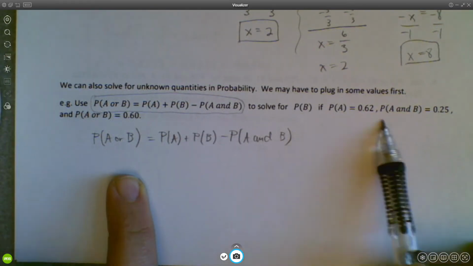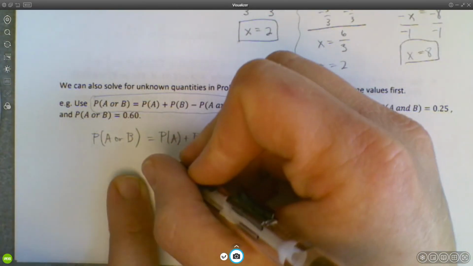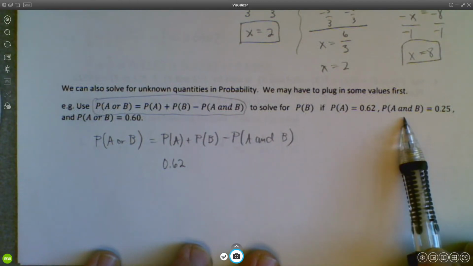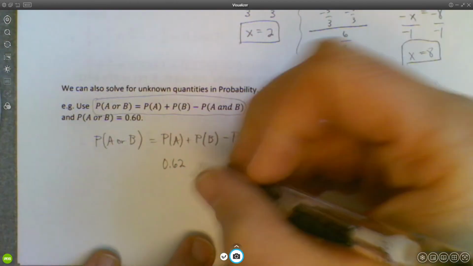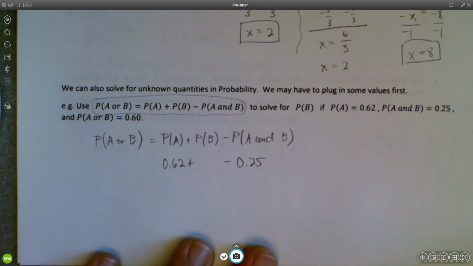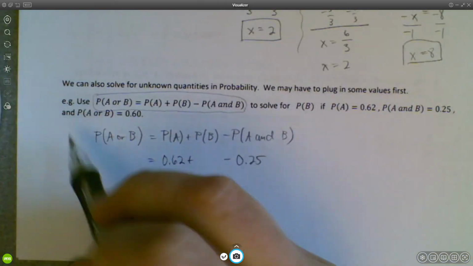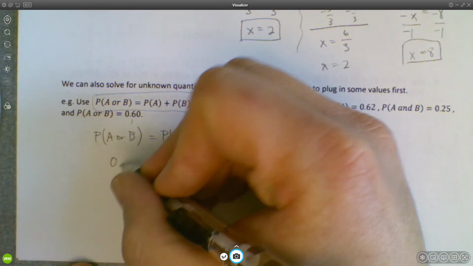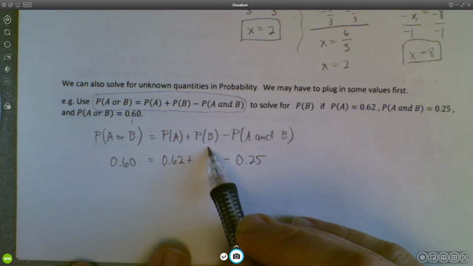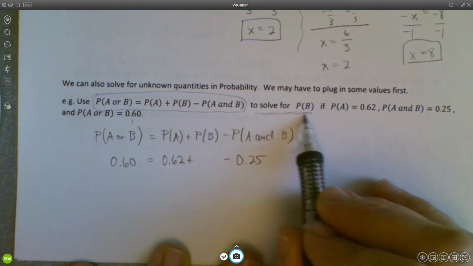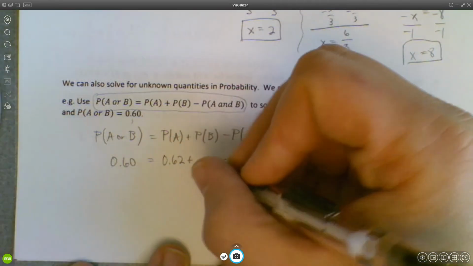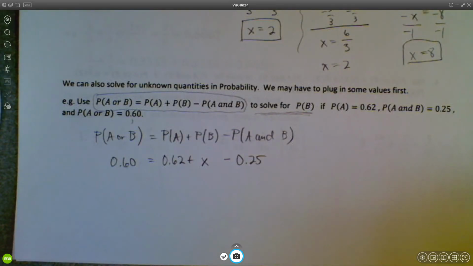We were told that probability of A is 0.62. So I'm going to replace the probability of A with 0.62. We were told probability of A and B is 0.25. Okay, so I'm just replacing the pieces. We were told that probability of A or B was 0.60. The only thing we don't know is probability of B, but that's exactly what we're supposed to solve for. So you can either leave that probability of B, or if that confuses you, you could just call it X and then solve for X.